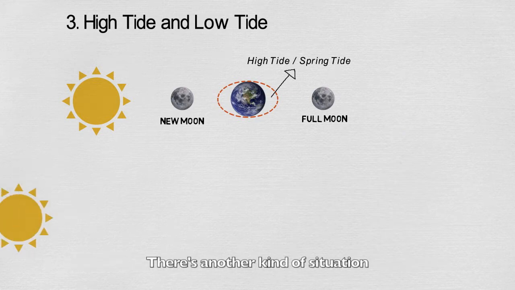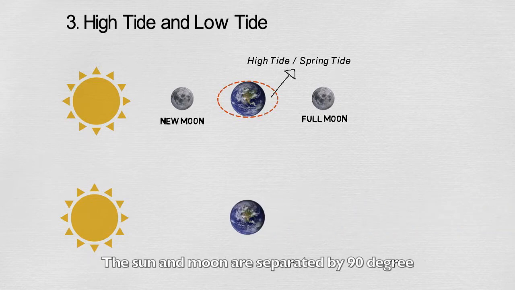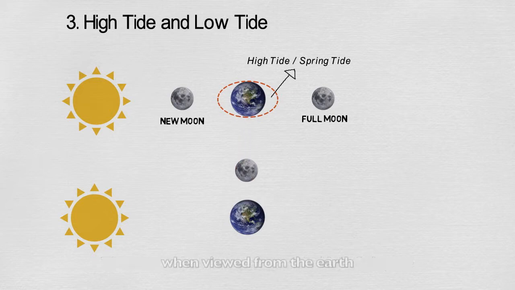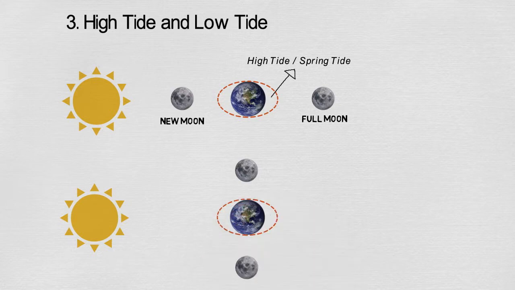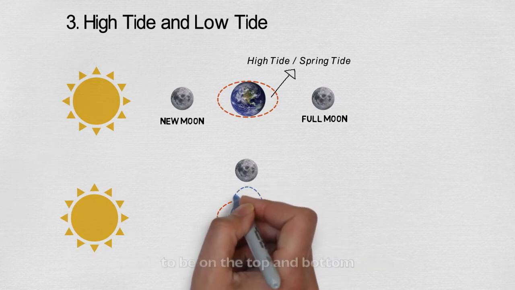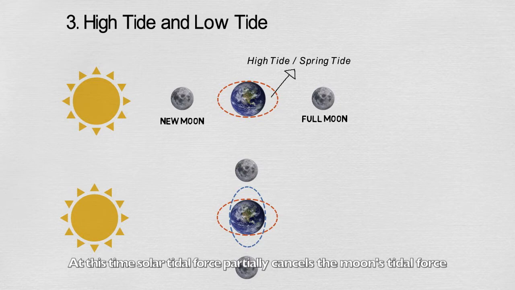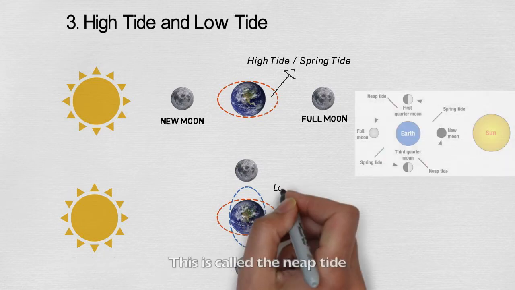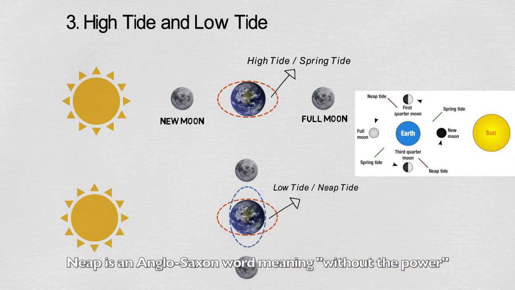There's another kind of situation. When the moon is at first quarter or third quarter, the sun and moon are separated by 90 degrees when viewed from the earth. At this time, the solar tide requires the high tide to be on the left and right sides, and the lunar tide is asking the high tide to be on the top and bottom. In contrary to the solar tide, left and right sides are low tide. At this time, solar tidal force partially cancels the moon's tidal force. This is called the neap tide. Neap is an Anglo-Saxon word meaning without a power.